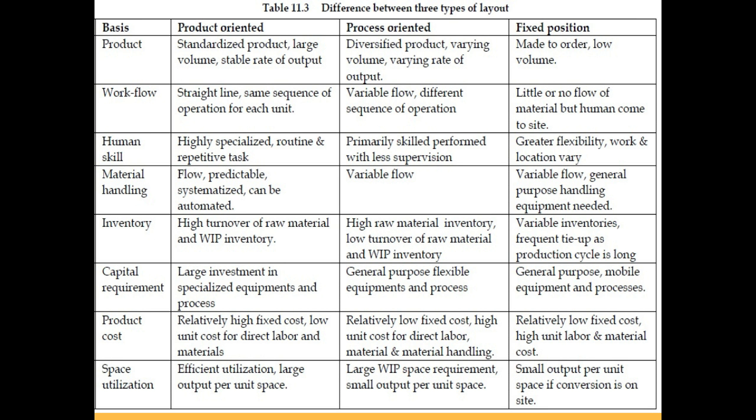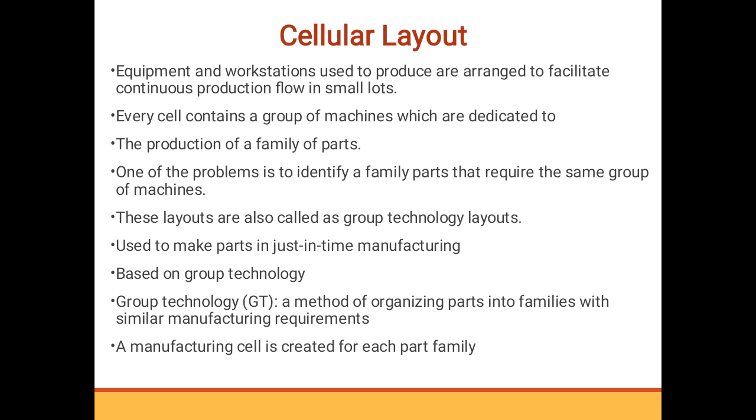Now let us compare these three layouts: product, process, and fixed position layouts. Again, the points of comparison are product, workflow, human skill, material handling, inventory, capital requirement, product cost, and space utilization. So you can graze through these differences, they are easy. Now let us move on to the next slide, which is related to the cellular layout. This is usually the last layout in this presentation.